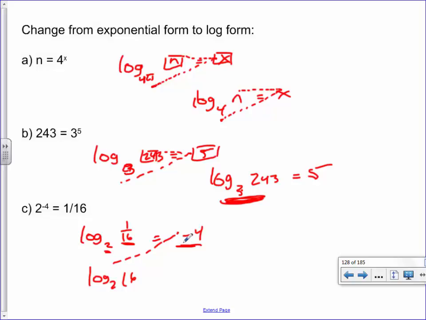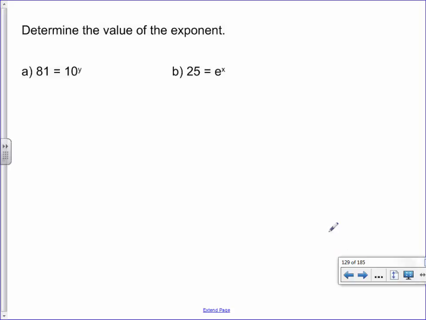You need practice on this, right? This is not one of those things you just watch and go, yeah, I got it. So we'll do more. Let's try to now solve these, so that we can try to solve these exponents here.